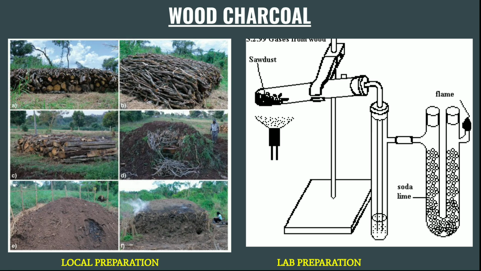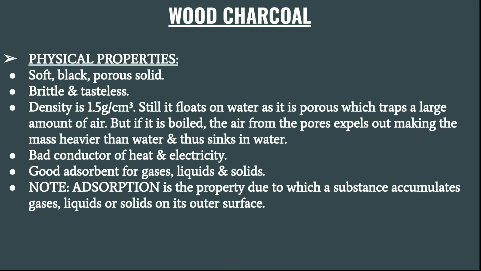The sawdust is kept here and it is burnt till it becomes black. Now we come to the physical properties of wood charcoal. It's a soft, black, porous solid. It is brittle and tasteless. The density is 1.5 grams per cubic centimeter. That means it is heavier than water, but it floats in water. Why? Because it is porous, which traps a large amount of air.